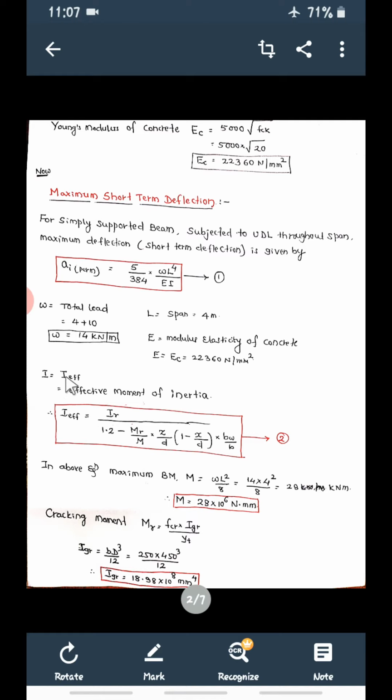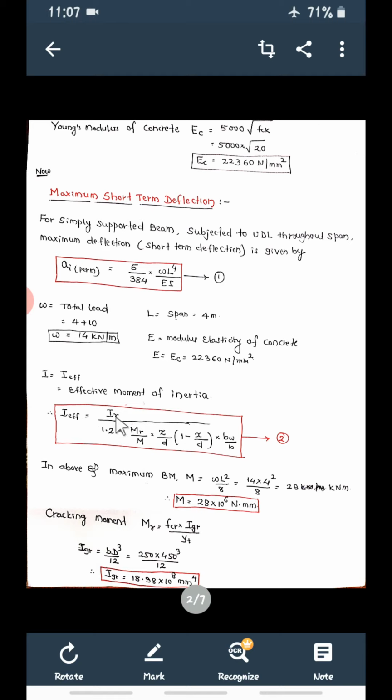So I is moment of inertia. So I effective is effective moment of inertia. So in this I, we have to substitute I effective, and in this E, we have to substitute Ec. Then how to calculate this I effective now? I effective is calculated using this formula.